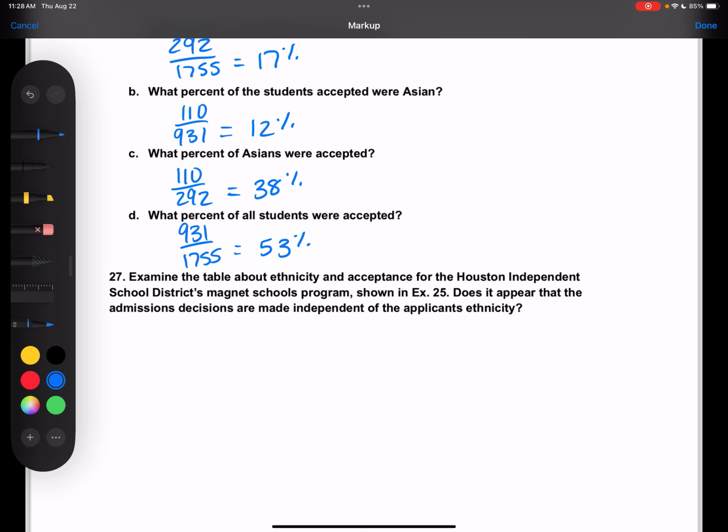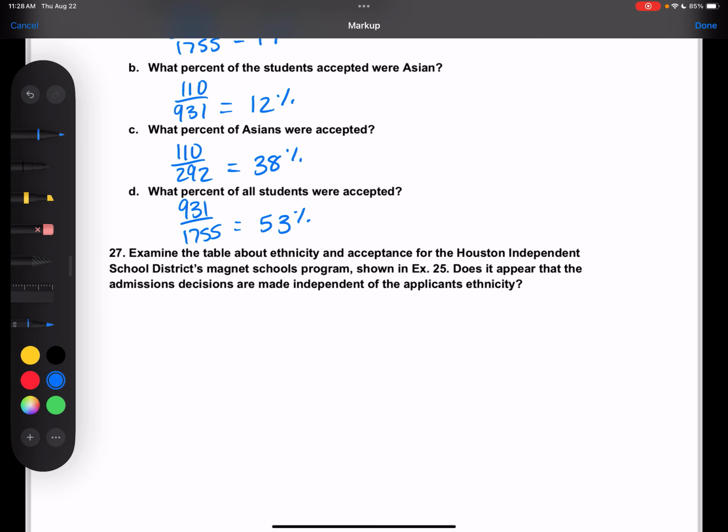Okay, so 27, examine the table about ethnicity and acceptance, so that's the one above, for the magnet program. And does it appear that the admissions decisions are made independent of the applicant's ethnicity? So we need to refer back to number 9, in terms of the percentages for accepted, waitlisted, and turned away. So accepted was 53%.